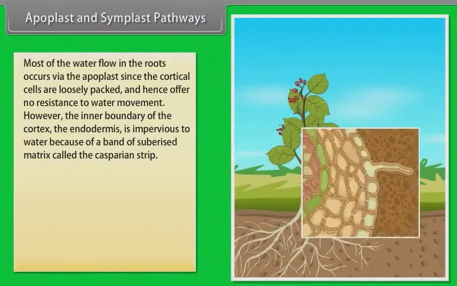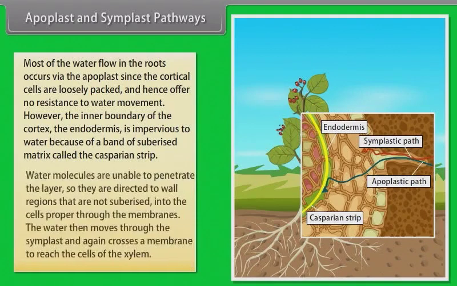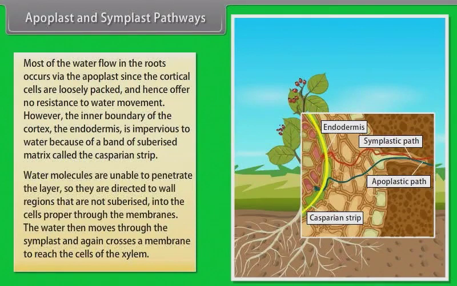Apoplast and Cytoplasmic pathways. Most of the water flow in the roots occurs via the apoplast, since the cortical cells are closely packed and hence offer no resistance to water movement. However, the inner boundary of the cortex, the endodermis, is impervious to water because of a band of suberized matrix called the Casparian strip. Water molecules are unable to penetrate the layer, so they are directed to wall regions that are not suberized into the cells proper through the membranes.